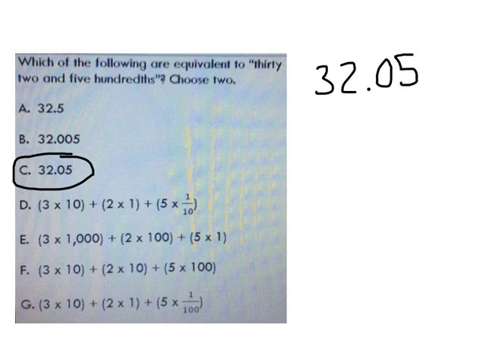Which answer choice shows the correct expanded form of 32 and 5/100ths? It's G. G shows a 3 in the tens place, a 2 in the ones place, and a 5 in the hundredths place.